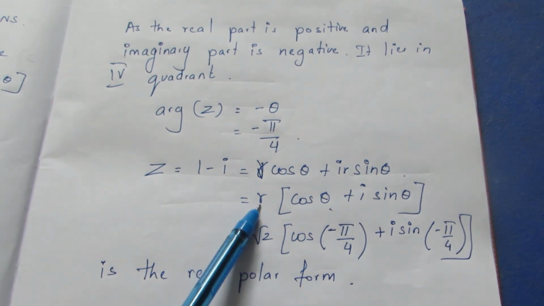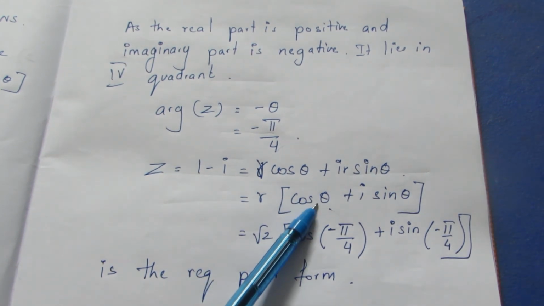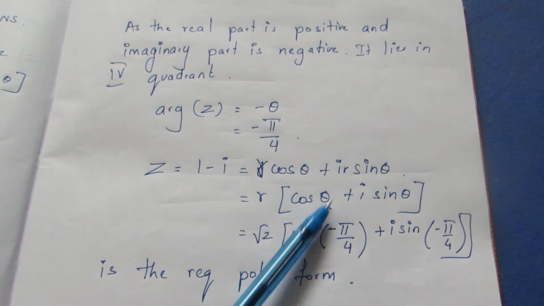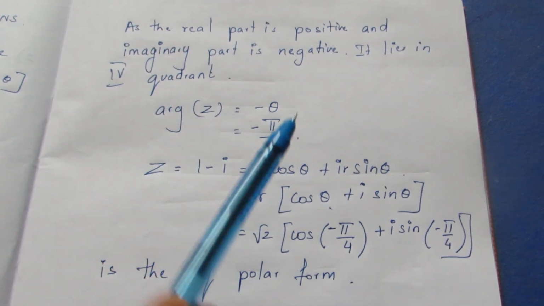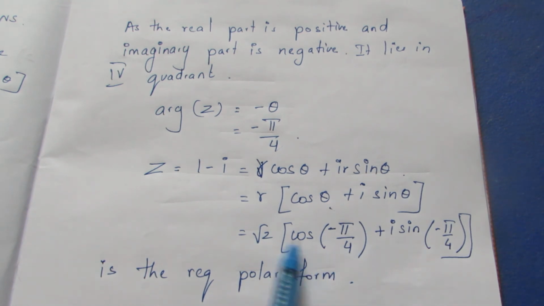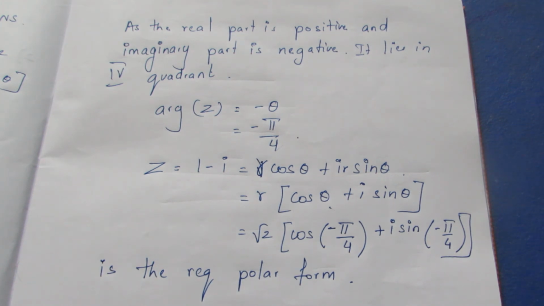First we found r, then theta, and also which quadrant theta lies in. Then the argument of z is what we need to substitute in r cos theta plus i r sin theta. This is the final answer for the given sum. That's all with the sum.